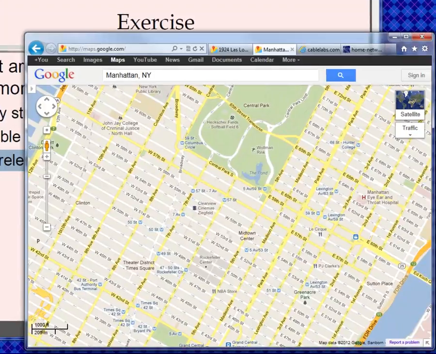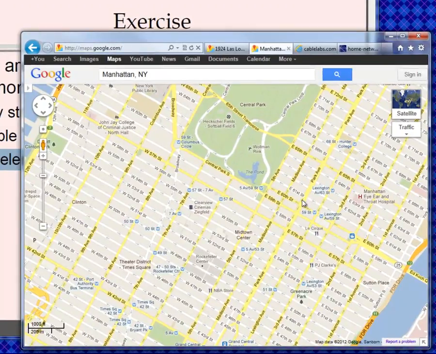Here's my web browser. Let's start with city streets, and let's start with orderly city streets. Here's a map of central Manhattan.